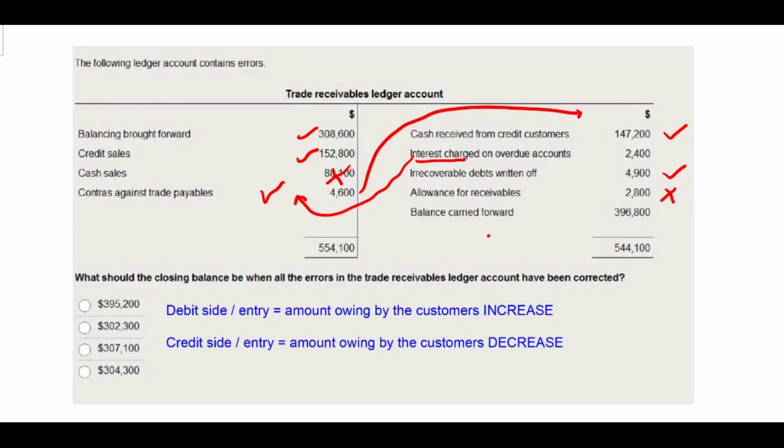So, by making all of these adjustments, we believe that we are able to derive the corrected closing balance for the trade receivables ledger account. So we understand that here the answer is $307,100.